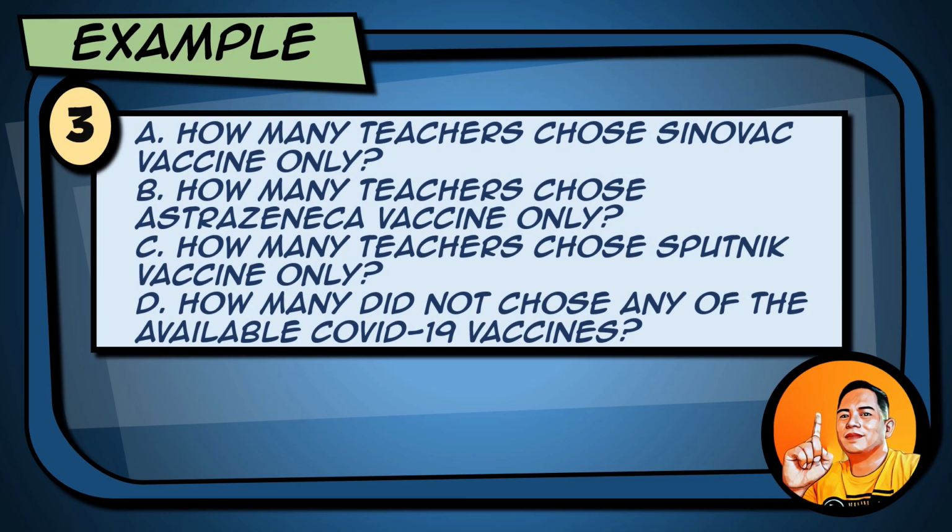So what are we looking for? Letter A, how many teachers choose Sinovac vaccine only? Letter B, how many teachers choose AstraZeneca vaccine only? And letter C, how many teachers choose Sputnik vaccine only? And letter D, how many did not choose any of the available COVID-19 vaccines?